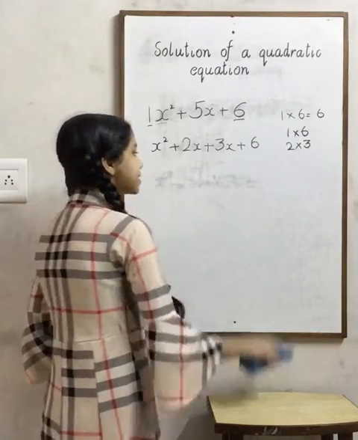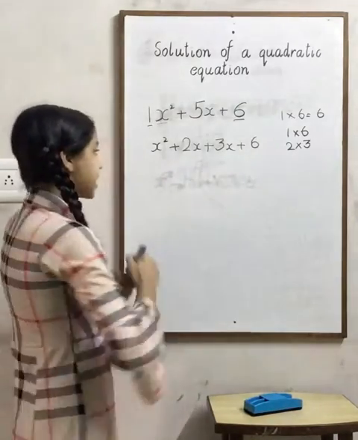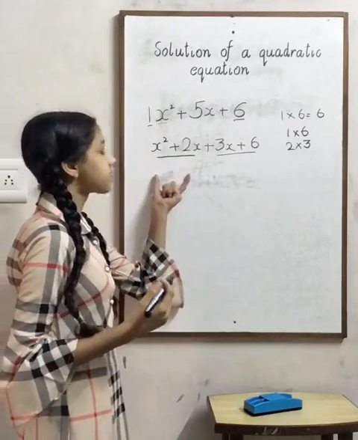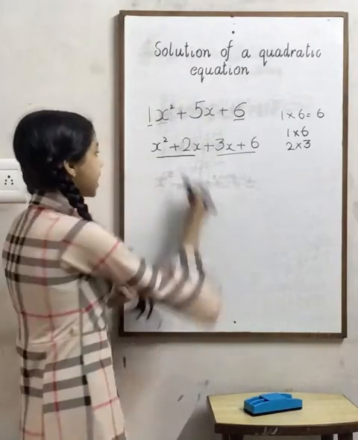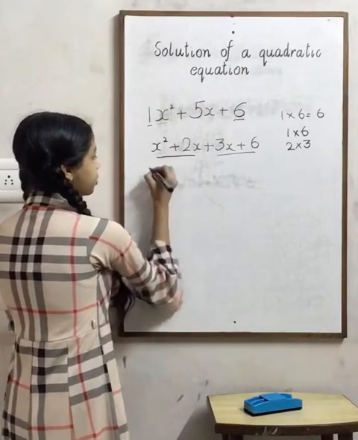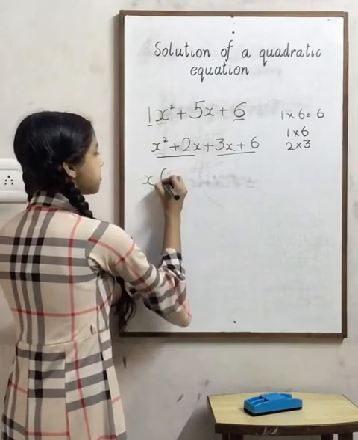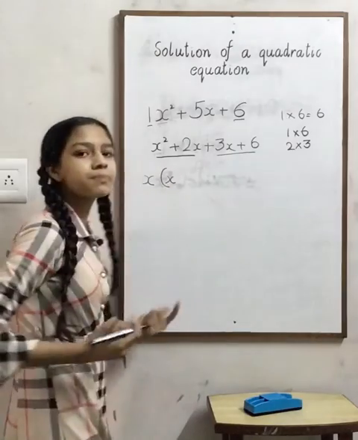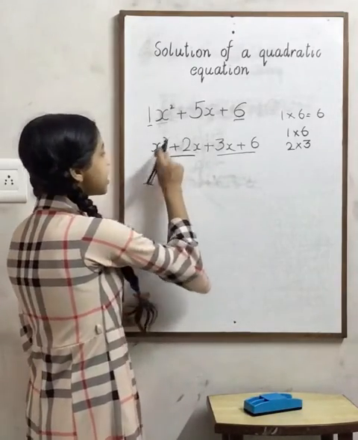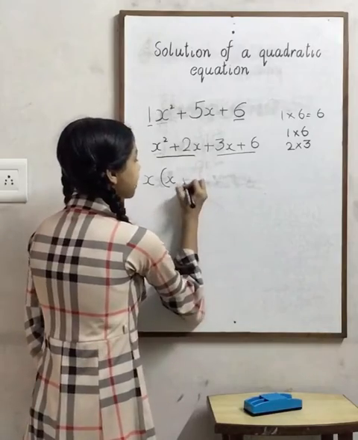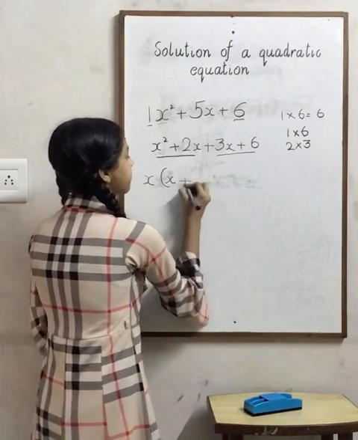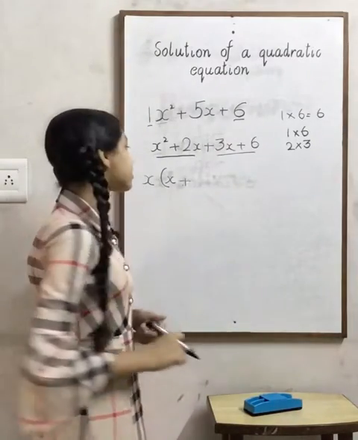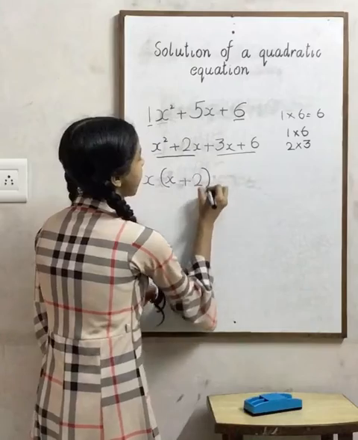And now the next step is to take the first two terms and the last two terms. So in the first two terms, what is common? Here x is common in both the terms. So x will come out, and in the bracket we will write x. Why? Because by multiplying x to x, the answer is x square, and here the sign is plus, and by taking out x from here, the answer will be 2. So the bracket will be x plus 2.